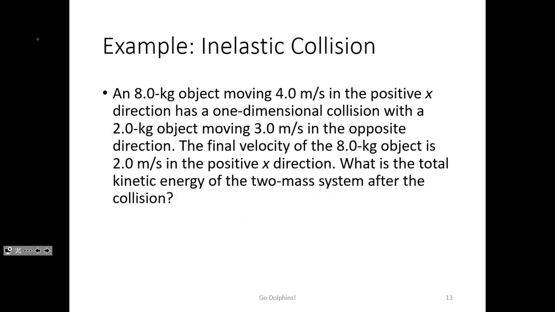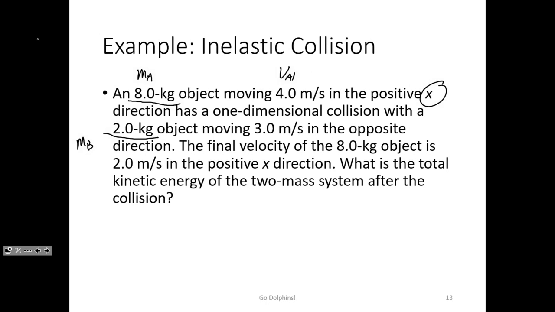So let's do an example. We have an 8 kilogram object moving 4 meters per second. Let's call this one MA. Call this one initial velocity of object A, positive x direction. And then I have a 2 kilogram object.